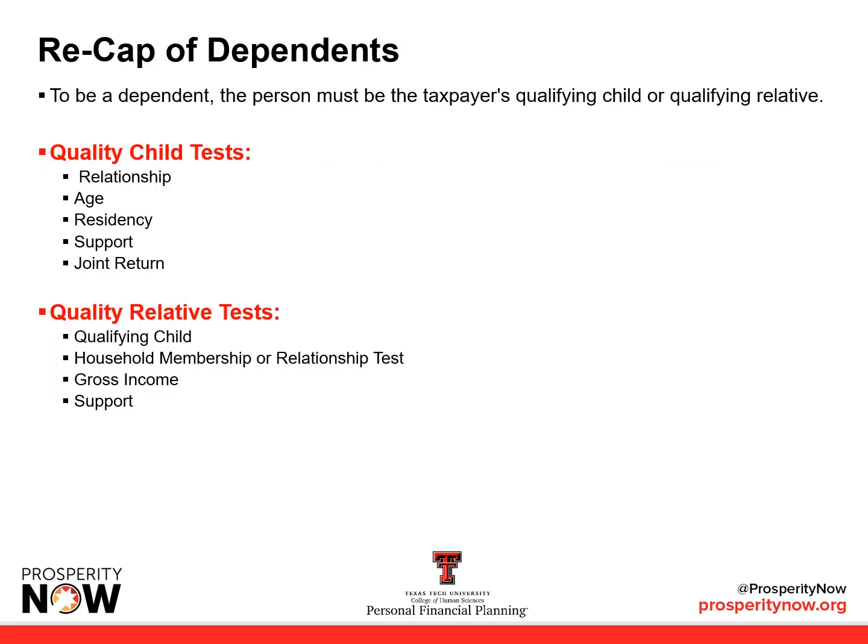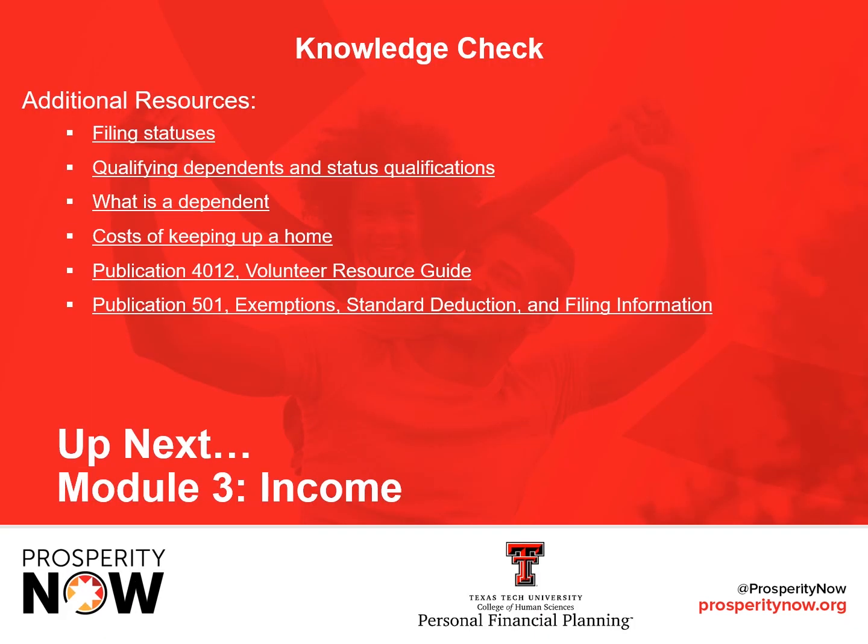So let's recap. To be a dependent, the person must be the taxpayer's qualifying child or relative. There are 5 tests for qualifying child: relationship, age, residency, support, and joint return. For qualifying relative, there are 4 tests: qualifying child, household membership or relationship test, gross income, and support. And now we'll end with a knowledge check.